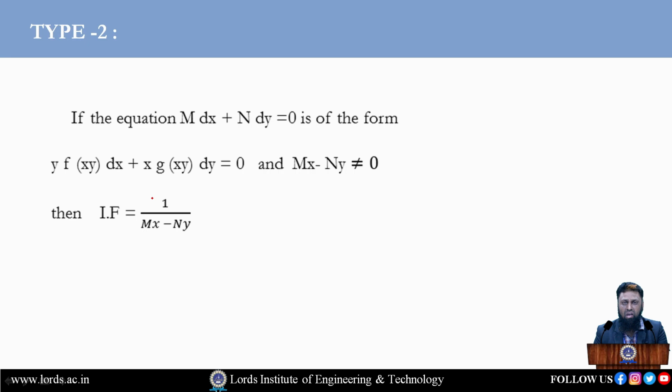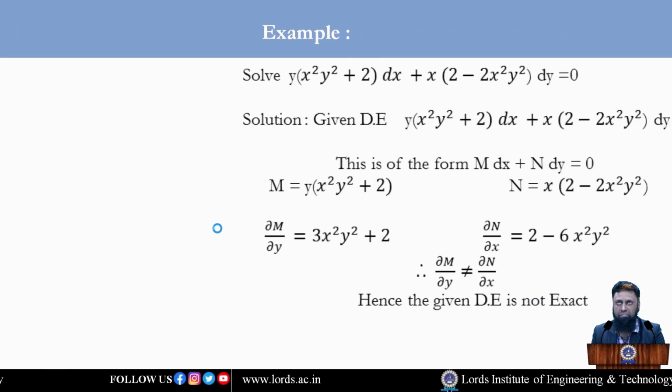Next you go to type 2. In type 2, if the equation M dx plus N dy equal to 0 is of the form y f(x,y) dx plus x g(x,y) dy equal to 0, and Mx minus Ny does not equal 0, then the integrating factor is 1 by (Mx minus Ny). You remember this formula. Now we solve one example.